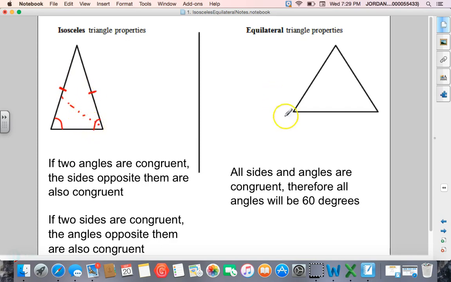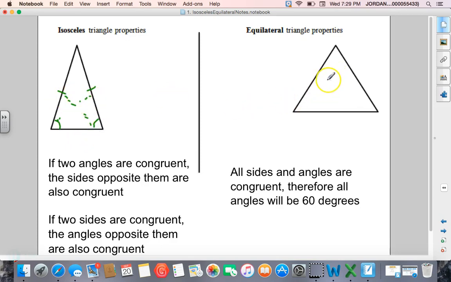Now, the exact opposite is also true. If we're told that two sides are congruent, then we can also deduce that the base angles opposite those sides are also going to be congruent. So I know this angle and this angle are congruent angles if these two sides are the same.